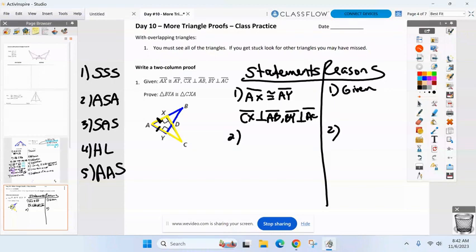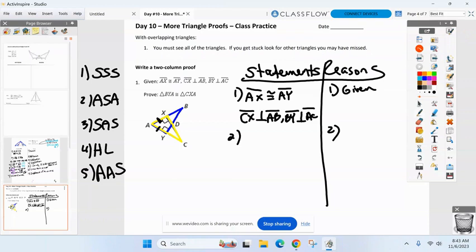Back to the proof. Can I put an S next to AX congruent to AY? Can I put an S there? Is that a full pair of sides in the triangles I'm trying to prove congruent? And again, I'm hearing no's and yeses, which tells me this is still a confusion point.